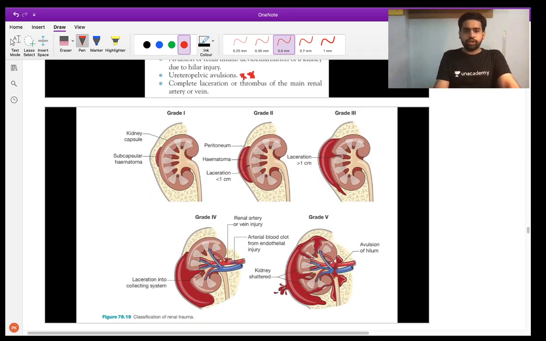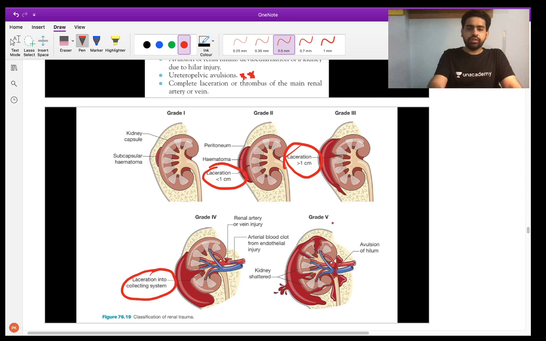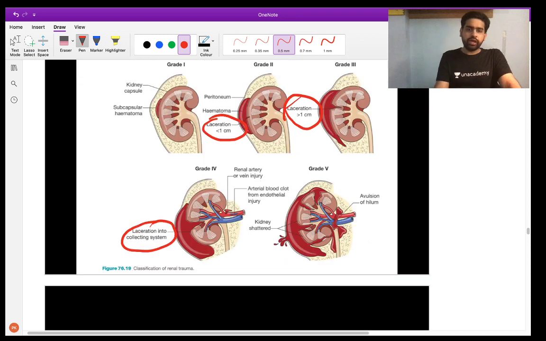So this is subcapsular hematoma, non-expanding. So this is laceration less than 1 centimeter. This is laceration which is more than 1 centimeter. Then what is here? Pelvicalyceal system is getting involved. So that is why there is extravasation of urine. And if at all there is an expanding subcapsular hematoma, that is also grade 4. And here there is a grade 5 injury, avulsion of the pelvicalyceal system, uretero-pelvic junction avulsion, all those things. Okay, so this is grade 5. This was not important till now, but now they have been asking these grades. So yeah, we have to remember the grades, right?